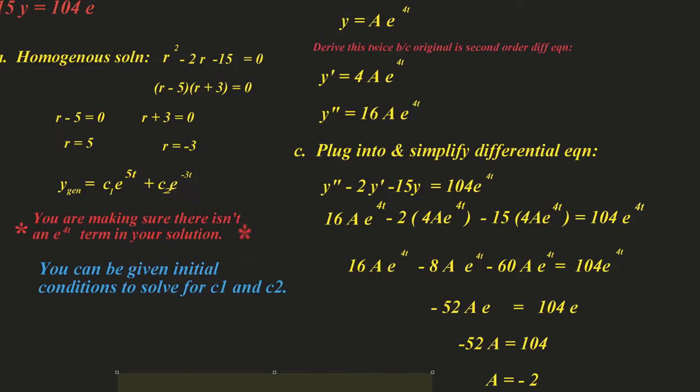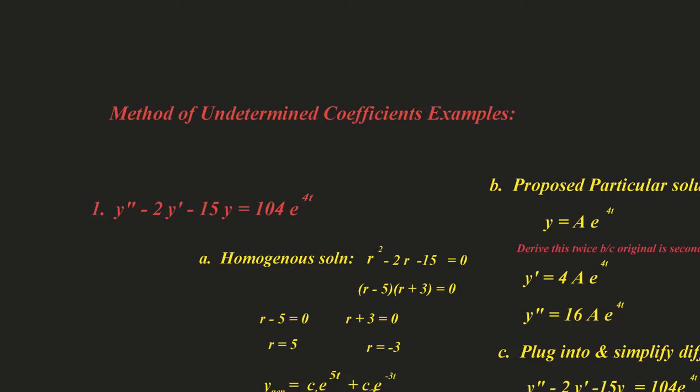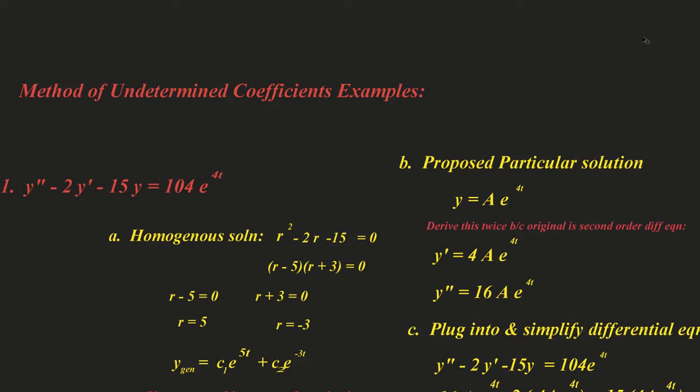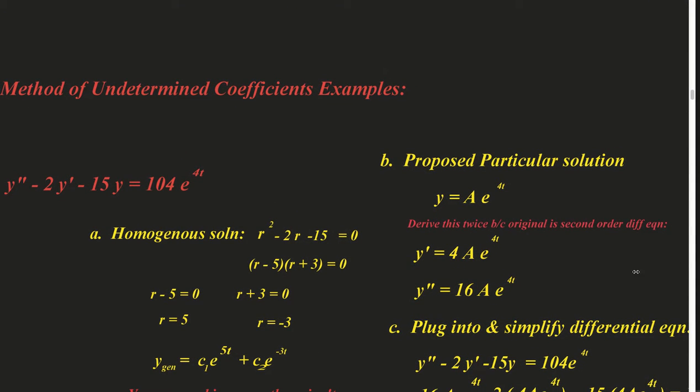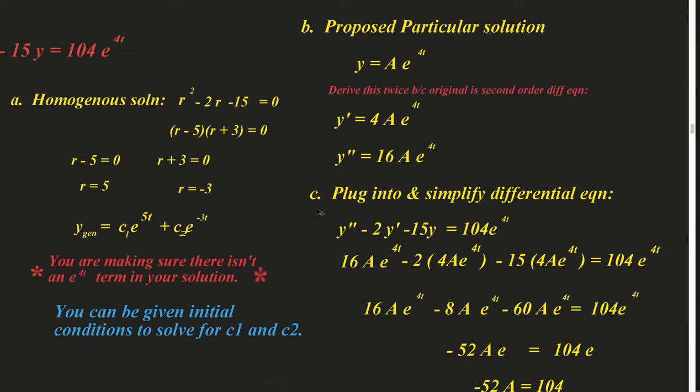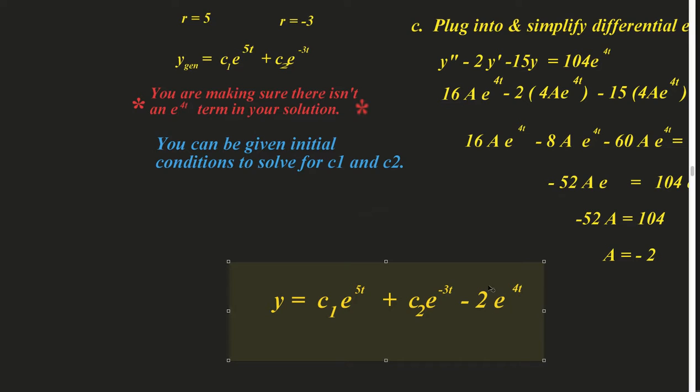Normally I just do examples and concepts separately, but in this case, the concept's a little confusing if you don't see it being done. So solve for homogeneous, make sure there's no repeated root, propose a solution based on your f of t, derive, plug in, simplify, and solve for A, and then do your homogeneous plus your particular. I hope I've eliminated any doubts you might have.